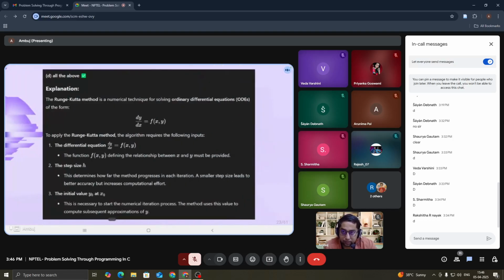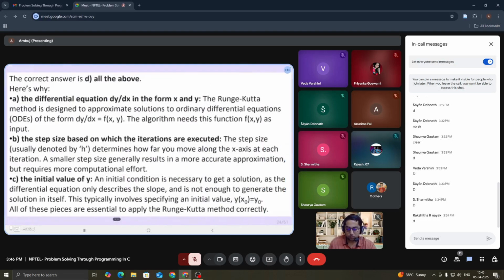D would be correct. As you know, the Runge-Kutta method is a numerical technique for solving an ODE of the form dy/dx = f(x, y). The differential equation should be known to you, the step size should be known to you, and the initial value y0 at x0 should be known to you. Hence, all of the above would be the correct option. Whatever I spoke till here has been summarized in this slide.